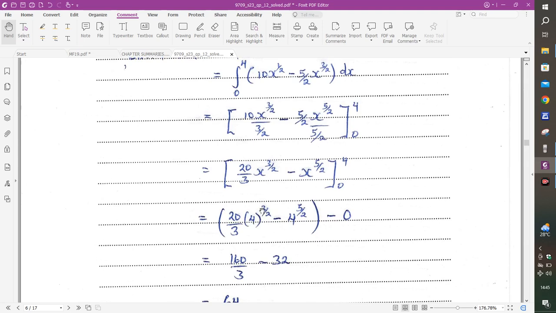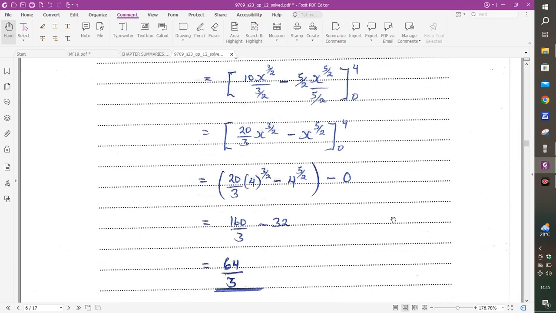2 cubed is 8. Then 8 times 20, that is 160 over 3. And then root of 4 is 2. So 2 power 5 will be 32. And then putting all of this simplified, 3 times this, that will be 96. So 160 minus 96, you get 64. So it becomes 64 over 3.